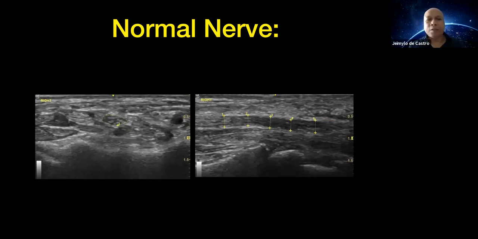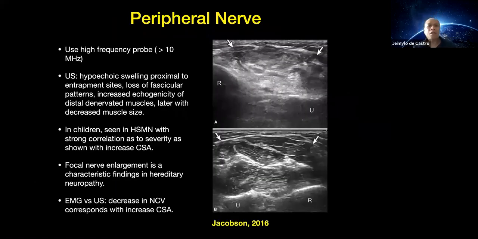As I bend, the cross-sectional area is honeycomb. The long axis view also shows no notching and is usually uniform in size. So we use a high frequency probe, more than 10 megahertz, and ultrasound will show hypoechoic swelling proximal to entrapment sites, loss of fascicular patterns, increased echogenicity of distal denervated muscles, and later decreased muscle size.